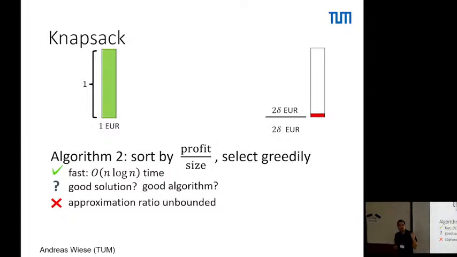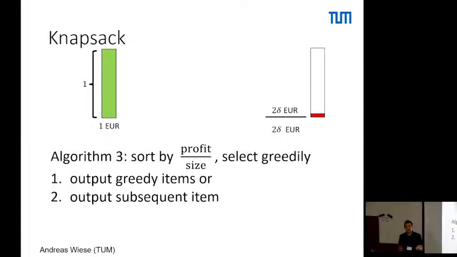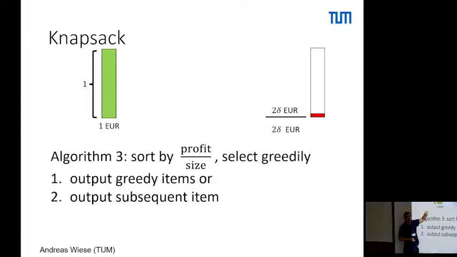However, you can fix this. You can fix it by saying, let me either take only these greedy items from the algorithm before, or let me take the next subsequent item that didn't fit. So, sanity check: in this instance here, this would be the candidate solution 1. This green item is the candidate solution 2. If we pick the best, in this case we find the optimal solution.